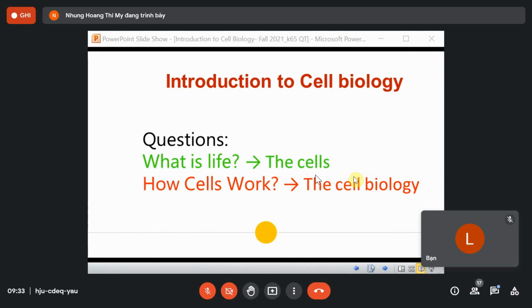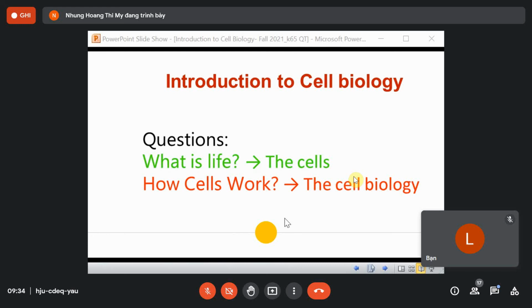In this slide, you can see the first question: what is life? Maybe sometimes you also have this question in your mind. What is life? I think there are many ways to answer the question. Life is to breathe, to live, to grow up, to do actions, right? And there are many ways to answer this question.